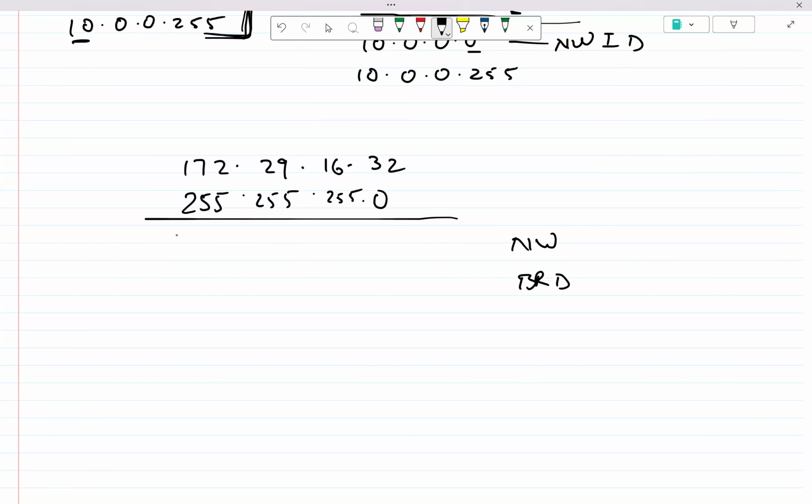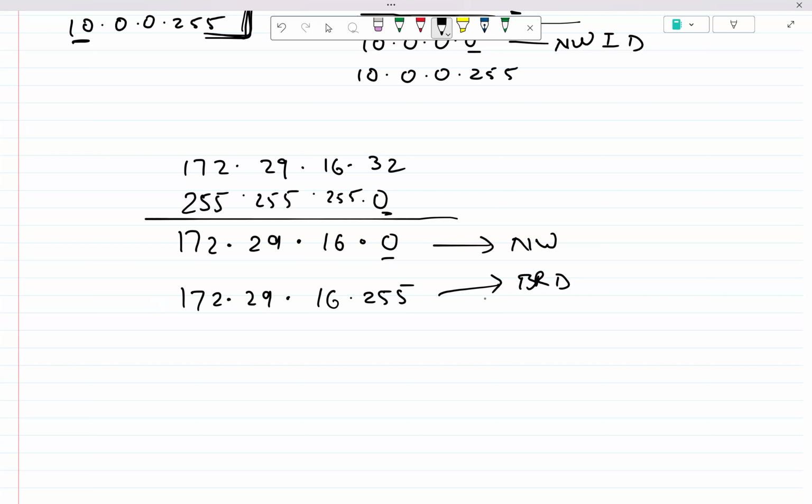Wherever there is 255, just write down that number, 172.29.16, and wherever there is 0, write down 0. This is your network ID. Now, to find the broadcast ID, change this 0 to 255. 172.29.16.255 is your broadcast ID.